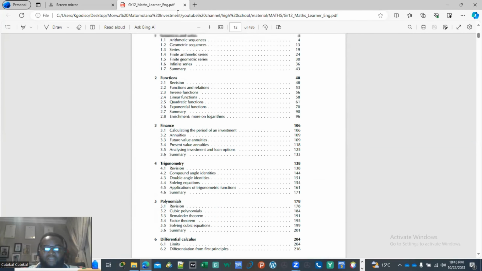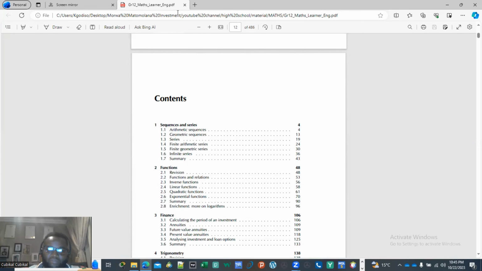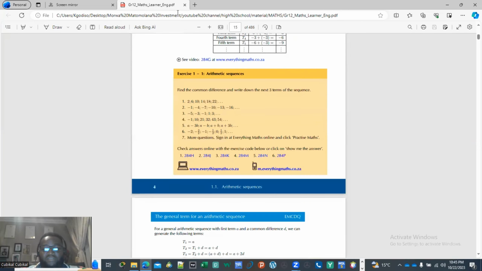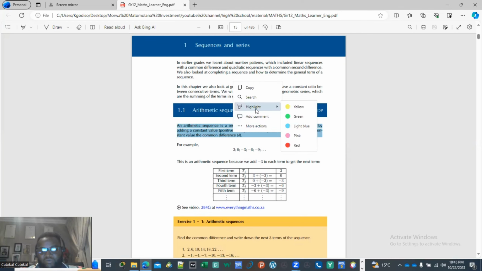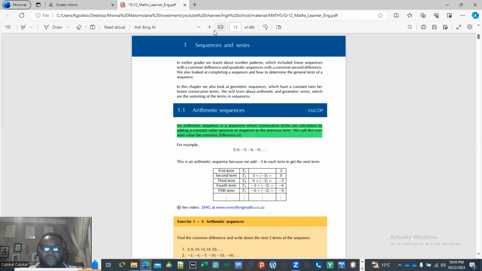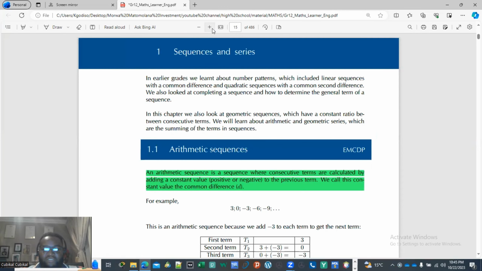And then in this episode, I'm going to be doing sequence and series. And we're going to be looking at an arithmetic sequence. So I'm just going to quickly go down to the section, which is here. And we're going to look at a little bit of theory of what an arithmetic sequence is. So if we highlight here, zoom in a little bit.